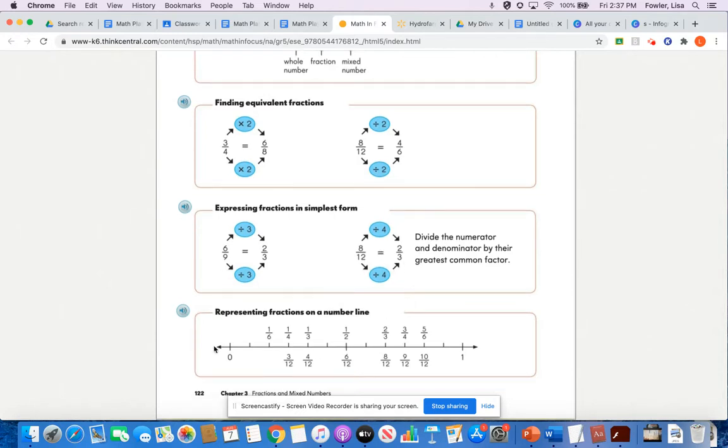You also learned in the past about representing fractions on a number line. So if this is 0 and this is 1, and it's broken up into 12 pieces, you can put on here 12ths, like 3/12, and you can also put 6ths and 1/3s and halves and 4ths.